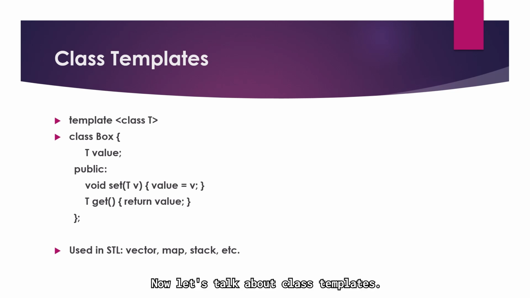Now let's talk about class templates. Class templates follow a similar idea but on a larger scale. They define a blueprint for an entire class that can work with any data type. In this example, we have defined a Box class that can store any type T. We can use this class to create a Box<int>, a Box<double>, or even a Box<string>. Class templates are widely used in STL containers. For instance, vector, map, and stack are all class templates. This allows them to store anything, from primitive types to user-defined objects, while maintaining type safety and performance.